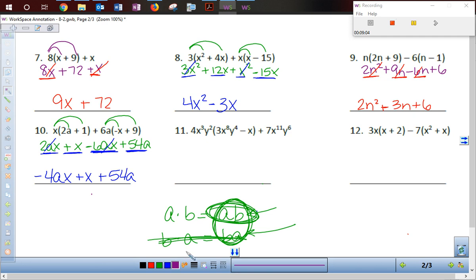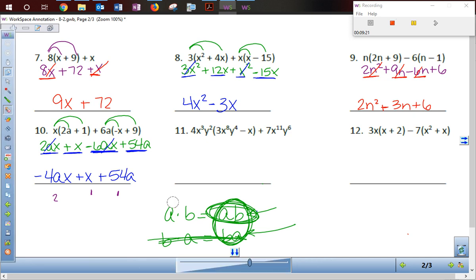So let's check that this polynomial is in standard form. I have an a to the first and an x to the first, which gives me a degree of 2. I have an x to the first, which gives me a degree of 1, and I have a 54a to the first, which gives me a degree of 1. So this is in standard form.